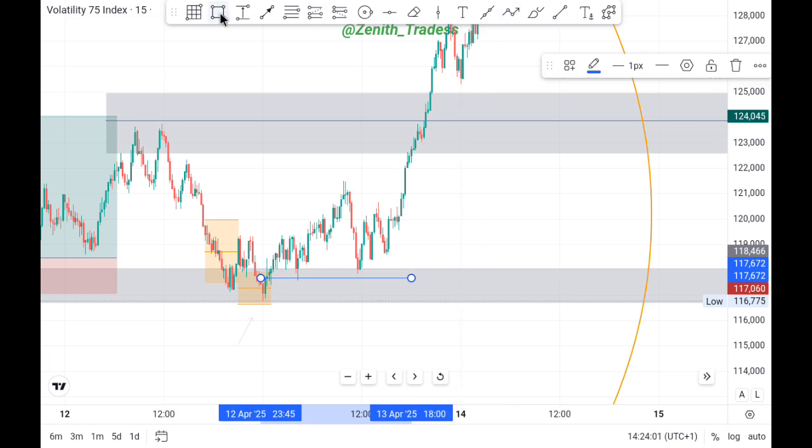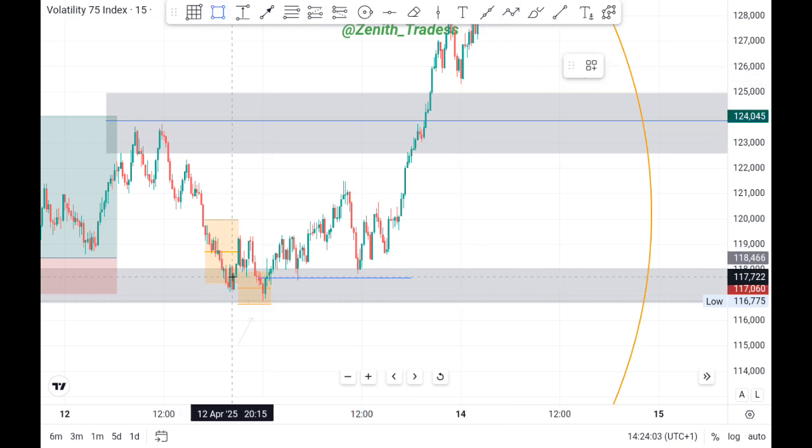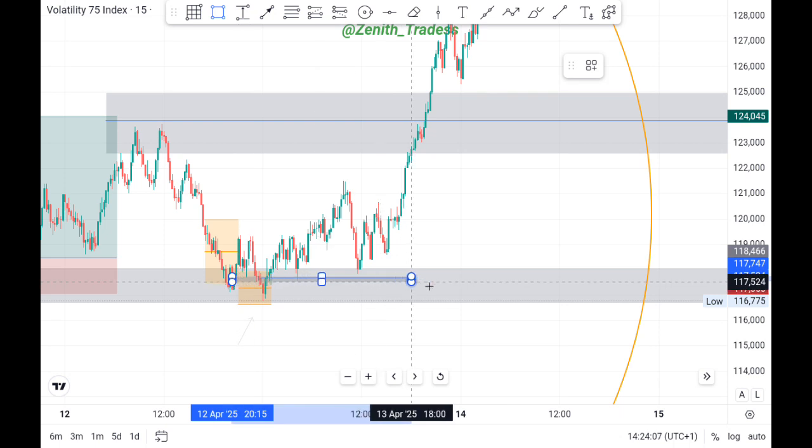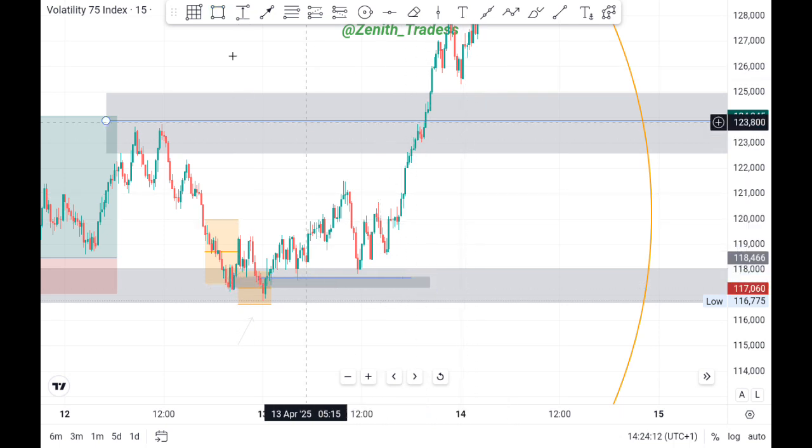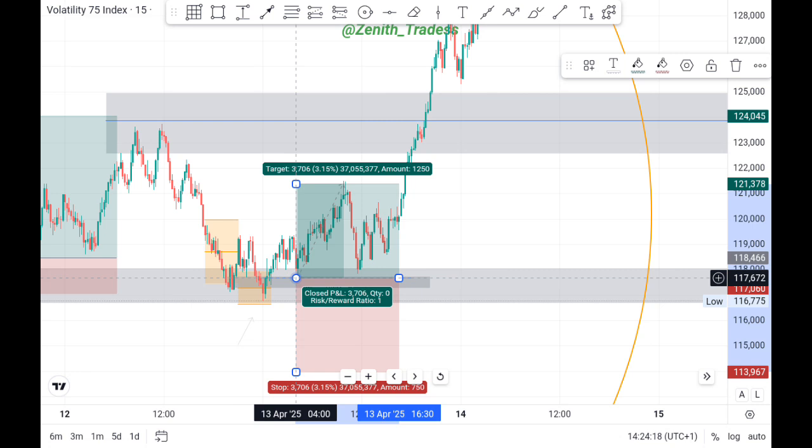We want to use reclaim block. Use this block here that was invalidated, and draw it to the left. See, two confluences telling you where price will come and test before moving. So you see this place, yeah, that's your entry.